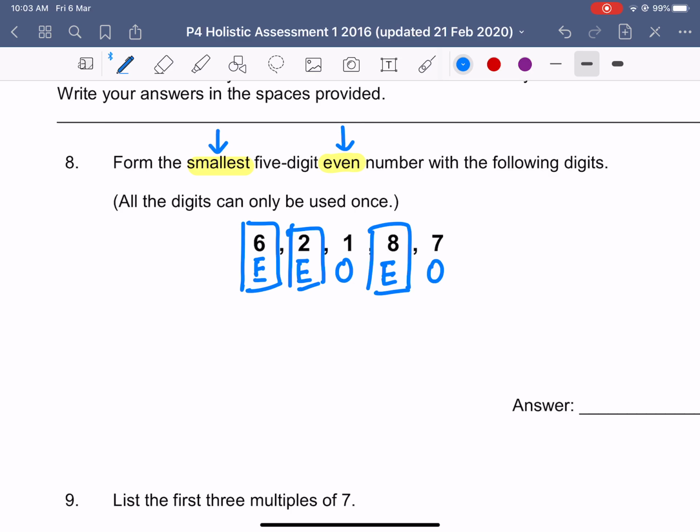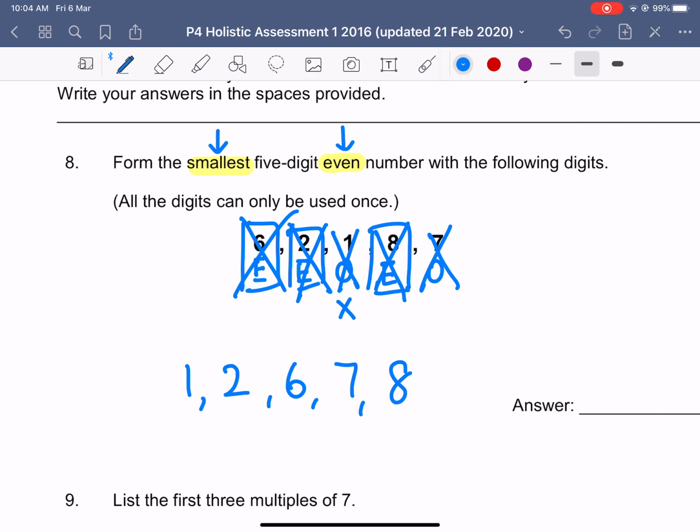Now remember, there's a condition here. We want it to be the smallest as well. So for it to be the smallest, let's keep the digit to be 1 first, because everything that starts with 1 is the smallest, right? Followed by, so we are done, we cancel out. And the next smallest digit could be a 2. So I'm done, I will also cross it out. Okay, I've used 2 already. Okay, now the next smallest digit will be a 6. Okay, and followed by 7 and 8. Now, let me double check. Is the last digit an even number? If it is, then my answer should be correct.